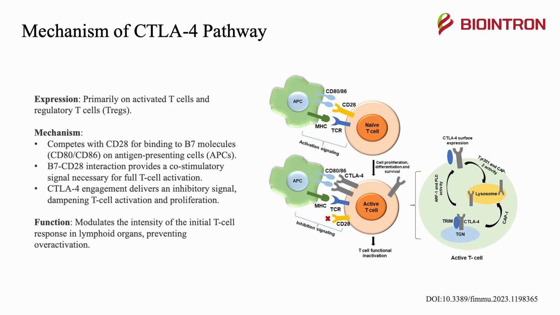The CTLA-4 pathway is primarily expressed on activated T cells and regulatory T cells. It competes with CD28 for binding to B7 molecules on antigen-presenting cells. B7-CD28 interaction provides a co-stimulatory signal necessary for full T-cell activation. CTLA-4 engagement delivers an inhibitory signal, thus dampening T-cell activation and proliferation. The function of this pathway is to modulate the intensity of the initial T-cell response in lymphoid organs, preventing overactivation.